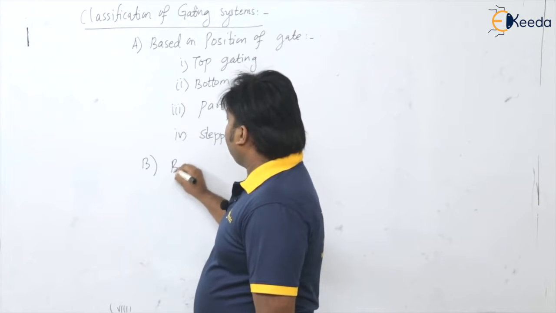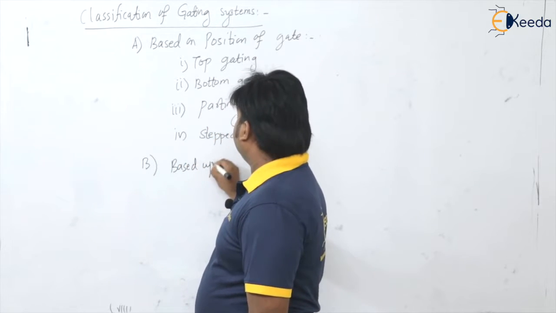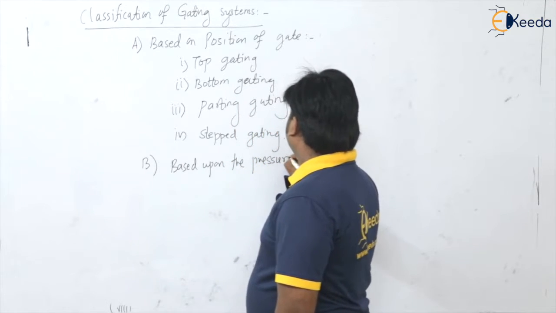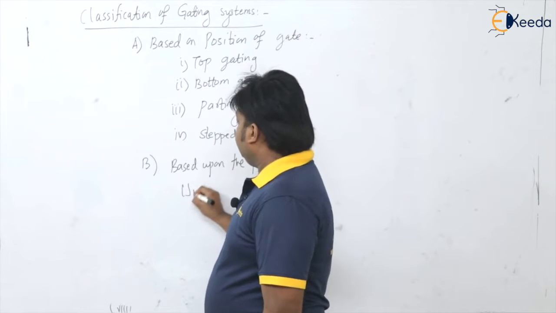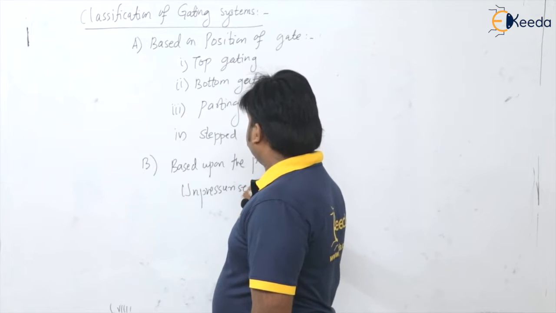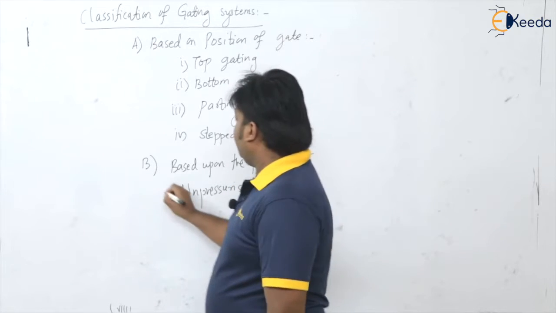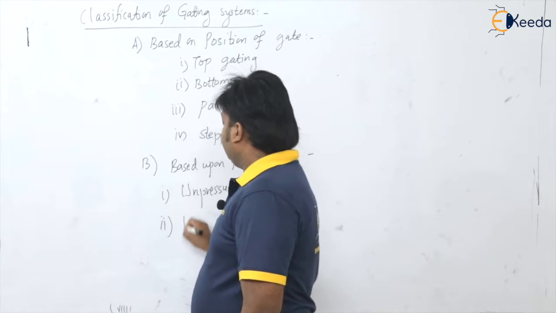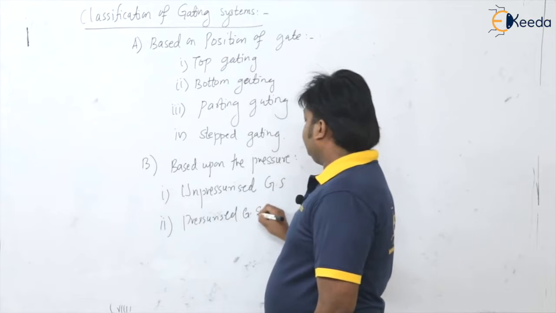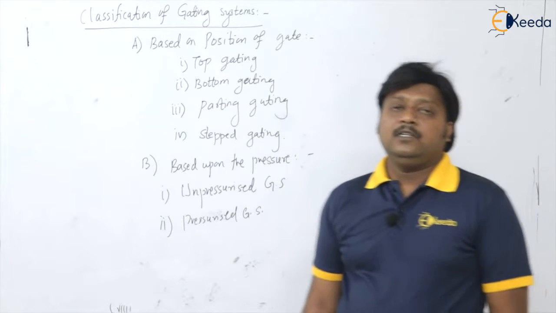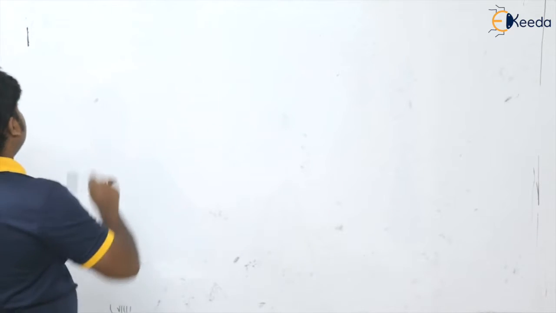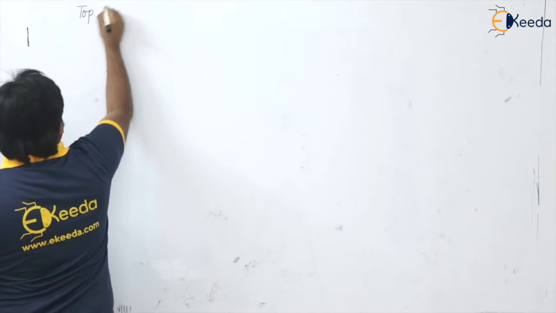And the next classification is based upon the pressure on the molten metal. We have the unpressurized gating system, and second, the pressurized gating system. So this is the classification of gating system. We will see it one by one. So let us talk about the top gating.